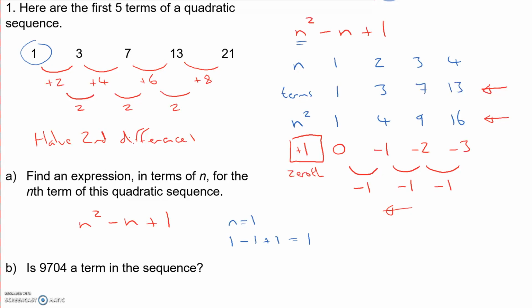What about when n is 2? Well, when n is 2, we get n squared. That's 2 squared, that's 4. Subtract n, that's subtract 2, and then plus 1. Well, 4 take away 2 is 2, plus 1 is 3. And that does indeed give us the second term. So I'm pretty confident that this is right. Okay, so the expression in terms of n for the nth term is n squared minus n plus 1.